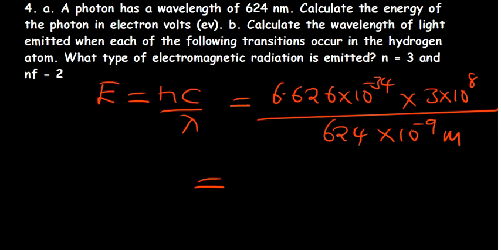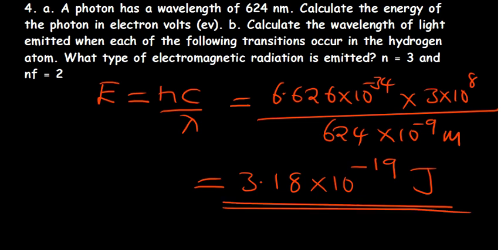So the answer I'm getting for the energy there is 3.18 times 10 to the power negative 19. So that is in joules as our energy. Okay, and then we can now move to B, but before that we have to convert this to electron volts.